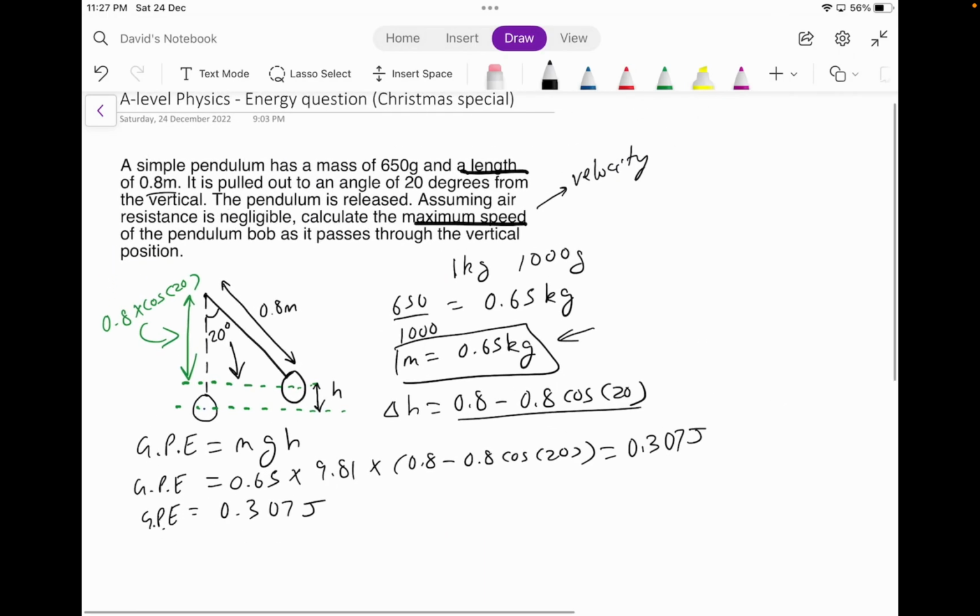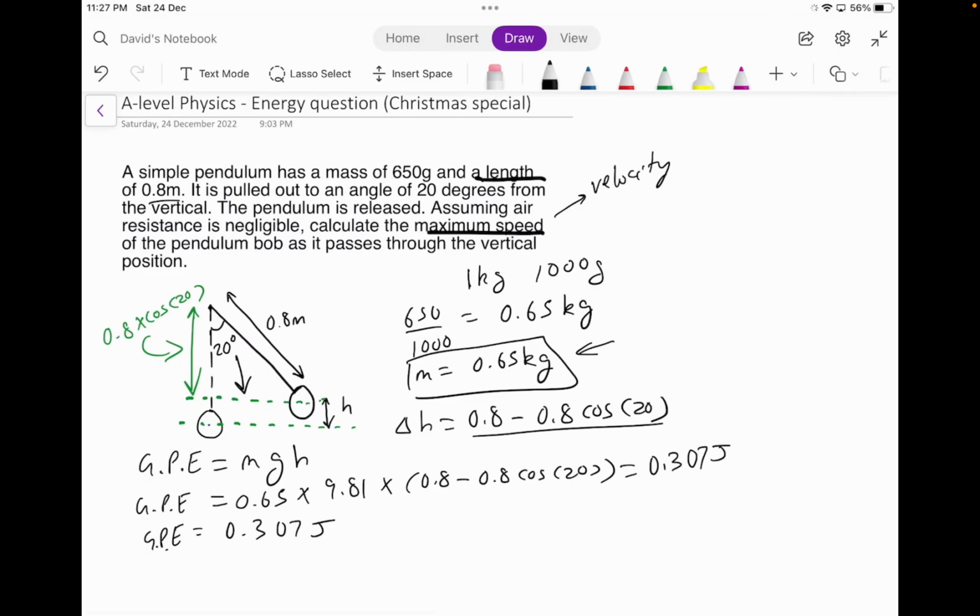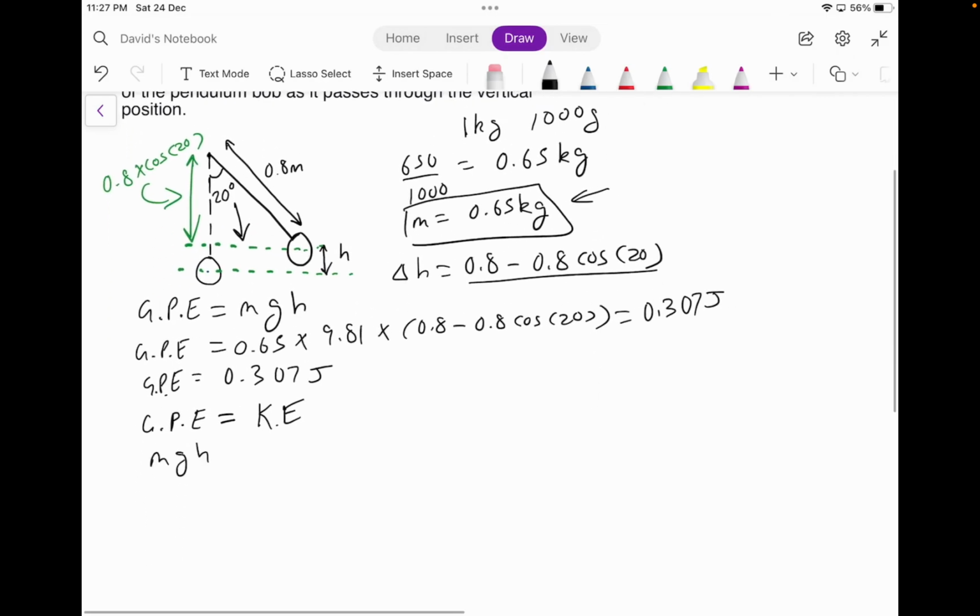Now there's one important formula that you guys have to know: when an object, let's say it's falling, it's getting converted from gravitational potential energy to kinetic energy. What I mean by that is we can equate the gravitational potential energy with the kinetic energy formula. So we can do mgh is equivalent to half mv squared, where half mv squared is the kinetic energy formula. We know the value of gravitational potential energy to be about 0.307 joules. That's understood, we have already calculated that value.